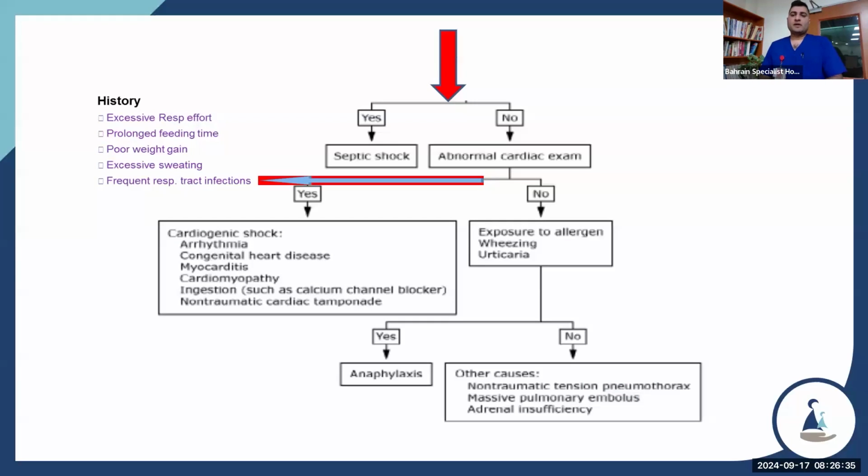If there is an abnormal cardiac exam, there may be a history of excessive respiratory effort, prolonged feeding time, poor weight gain, excessive sweating, or frequent respiratory tract infections. If even that is no, then you can think about allergens: any exposure to allergen, wheezing, or urticaria. If yes, you can think about anaphylaxis. If no, you can think of other causes: traumatic tension pneumothorax, massive pulmonary embolus, and renal insufficiency.